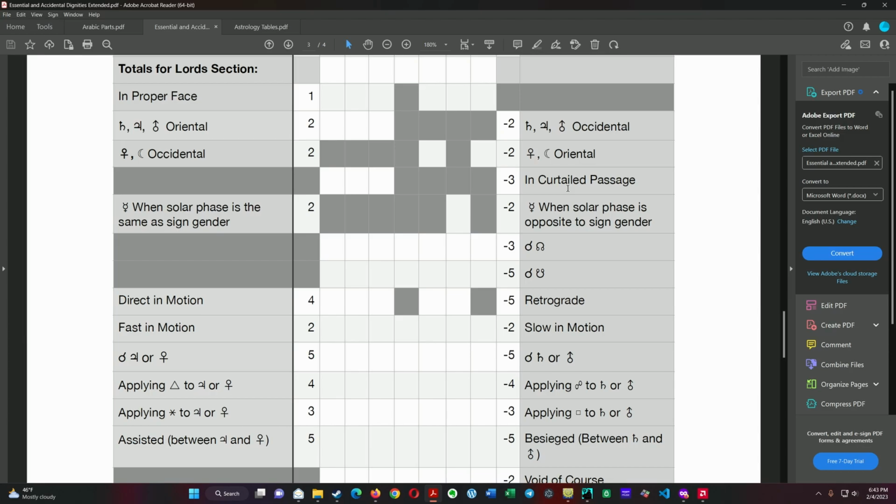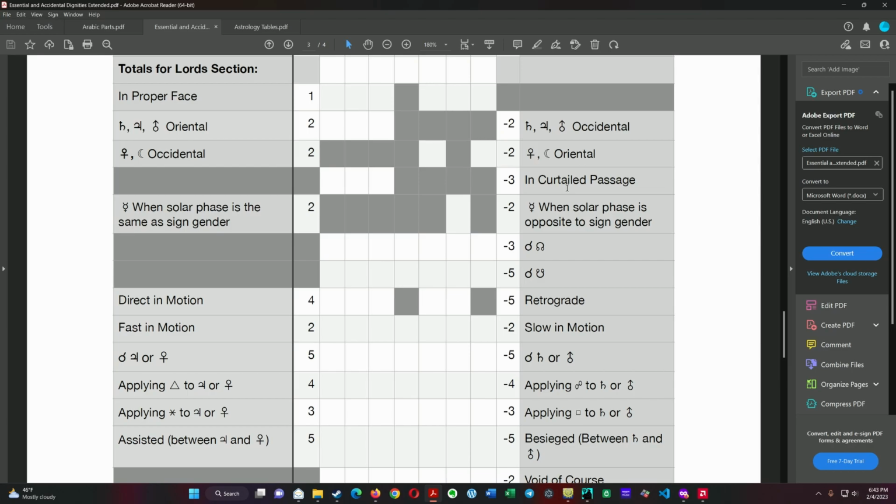So it's sort of like it gets curtailed. It's operating its own light, but it's spaced from the sun such that it doesn't operate maybe in its best manner, so it loses points for that. In curtailed passage, it's sort of like it's invisible, but it's not, because of the sun's rays. It is because of the sun's rays, but it's just different. And the ancients did consider this.